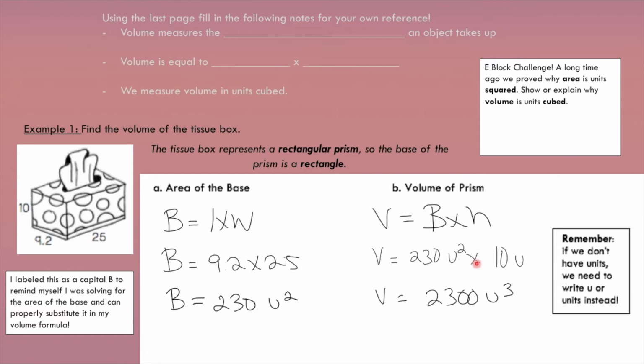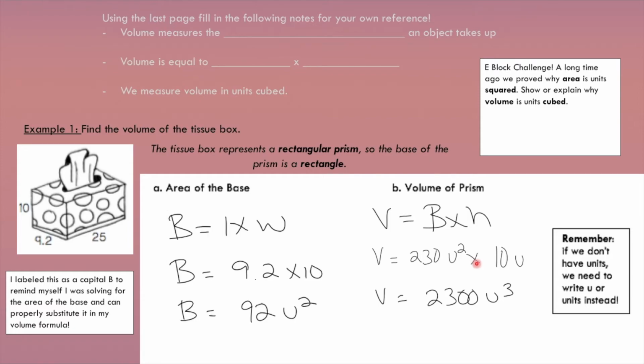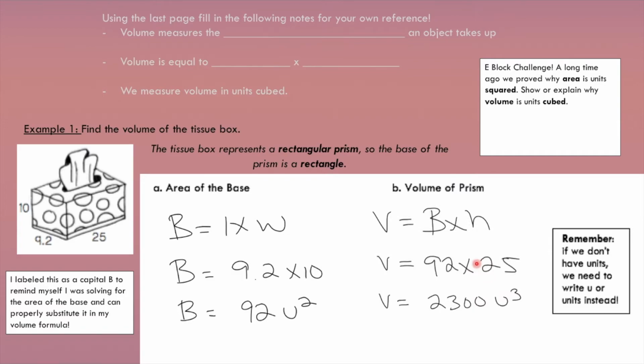Before we move on, I want to show us something a little bit different. So here, I put B is equal to length times width, but this one I put 10 times 9.2, and I got 92 units squared. And then I multiplied it by 25 as the height this time to get the same volume. Why do you think I got the same volume this time? There's kind of two different answers you can think of.